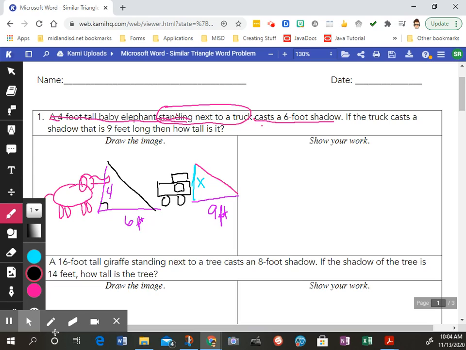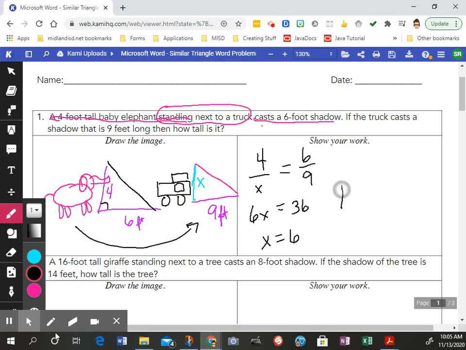So I'm going to go over here, and I'm going to set up my proportions. So I'm going to use the elephant, 4 over X, elephant to truck. 4 over X is equal to 6 over 9. Okay, that's not too hard. So then I cross multiply. 6X equals 36. Divide by 6, so X equals 6. So the truck is 6 feet tall. And there's my answer.